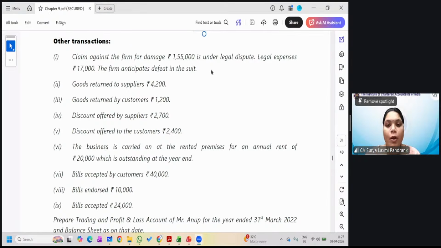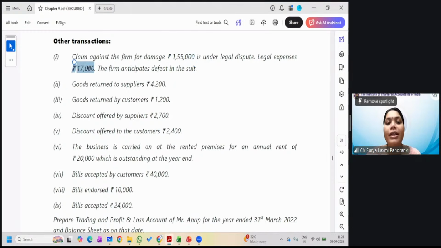You must have had the provisions chapter wherein we discussed what is a provision and what is a contingent liability. I don't know if you have covered that. But when it is clearly mentioned that you are going to have a defeat, which means you're going to lose the case, then you will for sure have to create a provision because of the prudence concept. Because when you are sure that you're going to lose the case and you have to pay the fine or damages, whatever you have to pay, then obviously create a provision for it. So a 1,55,000 provision has to be created in that year.